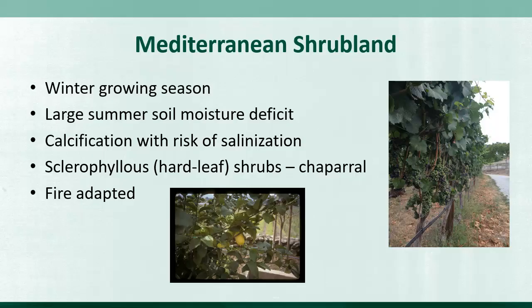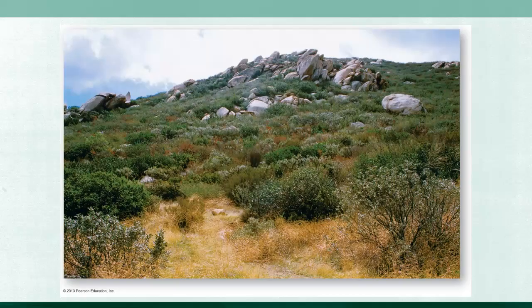The strategies that are used to adapt to these sorts of conditions include what are called the hard-leafed shrubs or sclerophyllous shrubs, chaparral, it's sometimes known as well, very fire-adapted, very hard, tough plants essentially. The fruits that grow in this area tend to have really thick skins like olives and lemons, as you can see right here. And here's a picture that sort of shows the shrub in a more classic Mediterranean area.